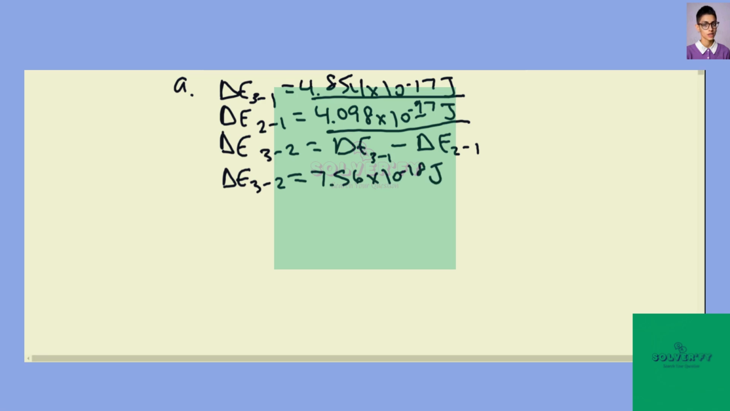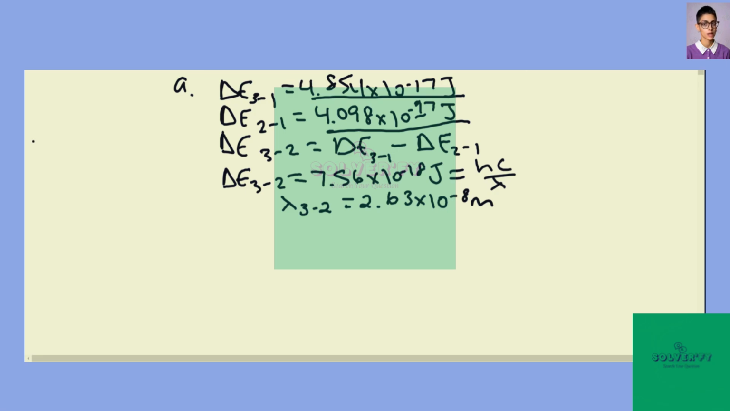And so we also know that this is going to equal hc over lambda. So if we rearrange this equation and we plug in Planck's constant and the speed of light in a vacuum, then our wavelength for the 3 to 2 transition comes out to be 2.63 times 10 to the minus 8 meters. So this is all for part A.